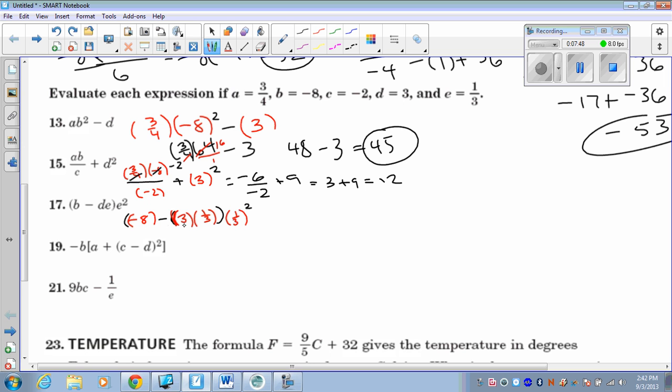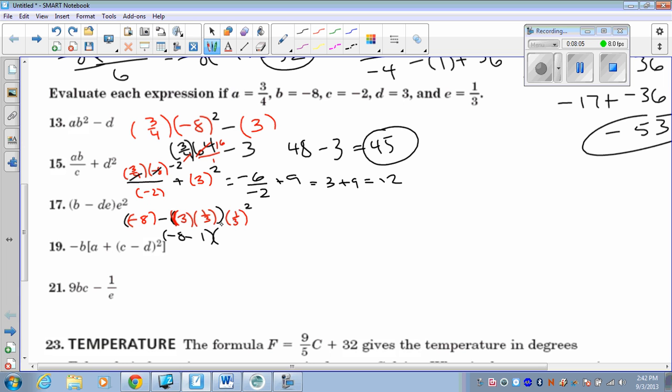Inside the parentheses, we got to multiply first before we subtract. 3 times 1/3. There's a 3 on the top, there's a 3 on the bottom, so that cancels out. You're left with 1 over 1, which is 1. Don't forget the -8 over here.